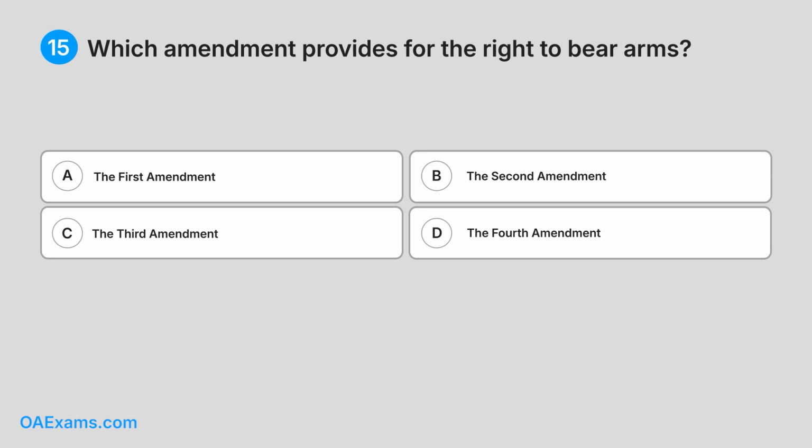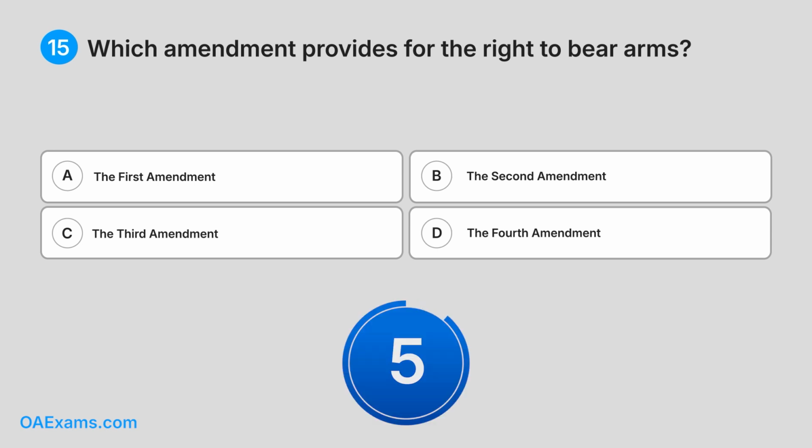A. The First Amendment. B. The Second Amendment. C. The Third Amendment. D. The Fourth Amendment. Can you guess the answer?